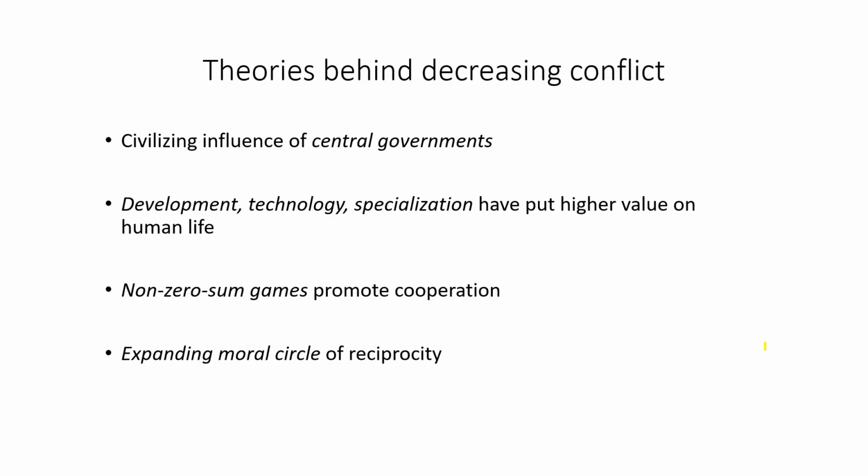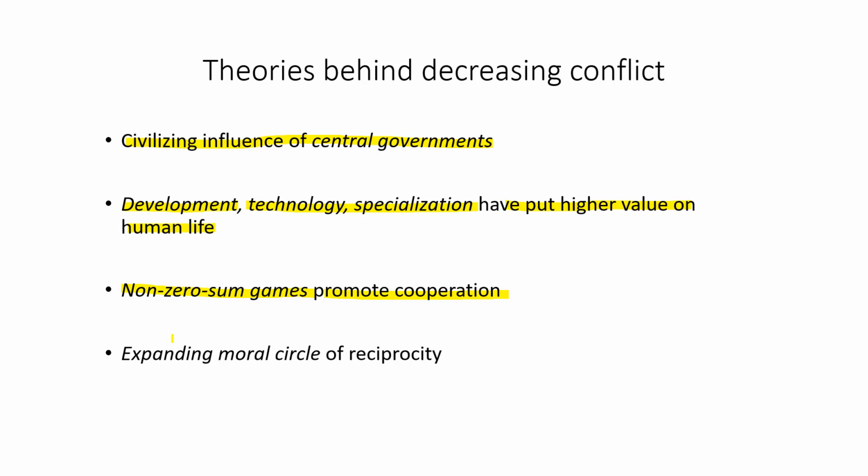The major theories behind this decreasing conflict are the civilizing influence of central governments getting people together, the general pacification of society when we delegate that monopoly of violence to the government. We also see that development, technology, specialization, they have put a higher value on human life. So that is another reason why conflict has decreased. The concept of non-zero-sum games promotes cooperation as opposed to a zero-sum game, which means I win and you lose, all of that. Whereas a non-zero-sum game means that we both win a little bit of something.